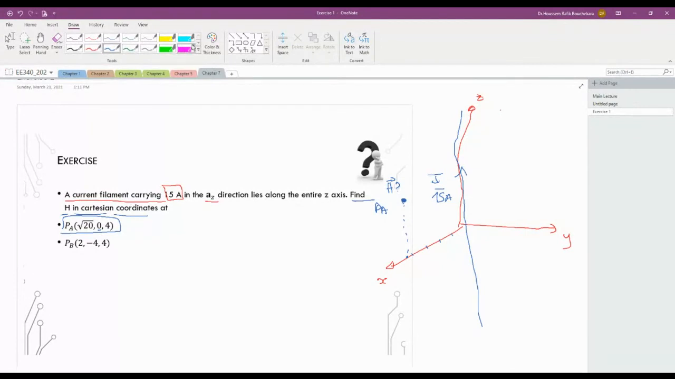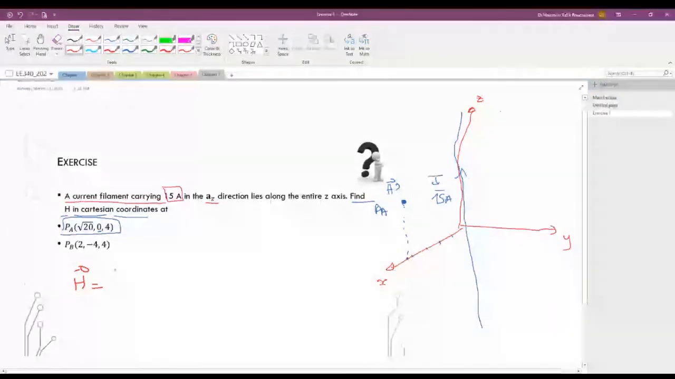First, what is the rule or the expression of H that I am going to use? We have an infinite line, so H is equal to what? What is H for an infinite line? Come on guys, what is the expression of H? We saw it 3 minutes ago. Here it is I over 2 pi rho.